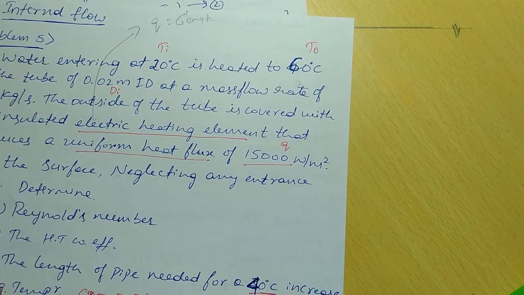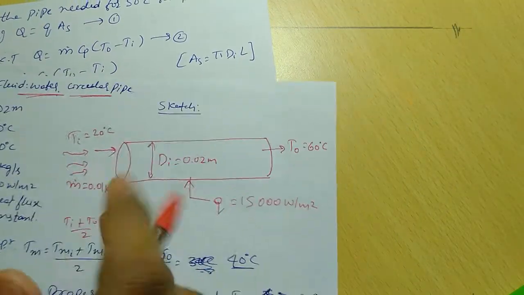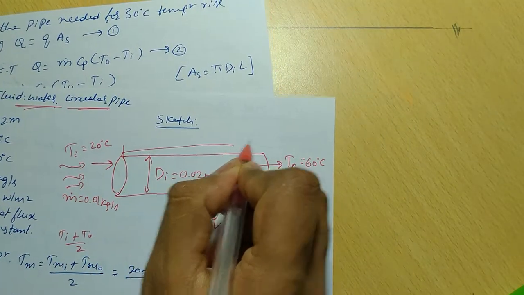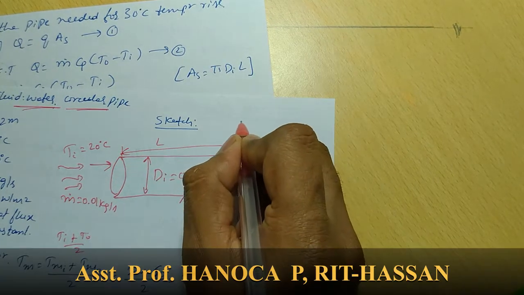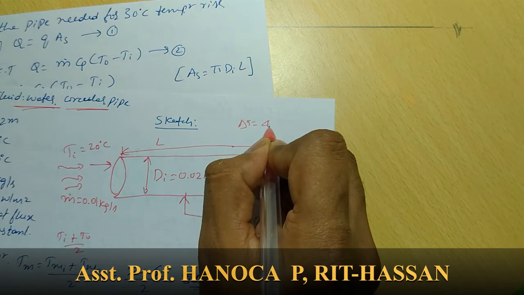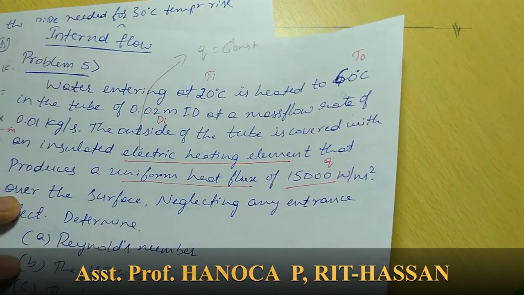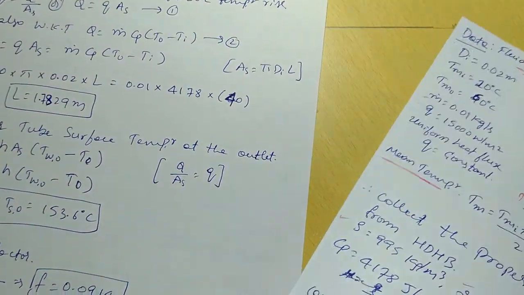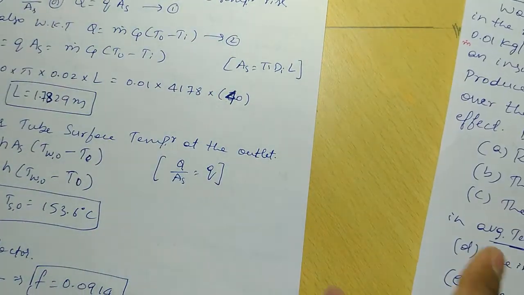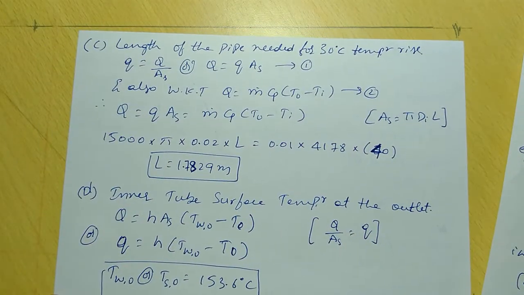Here the inner diameter is given, but the length is not given. We have to calculate it for a temperature change of 40 degrees centigrade. The first two are over: the Reynolds number and the heat transfer coefficient. Next, we are going to calculate the third one.